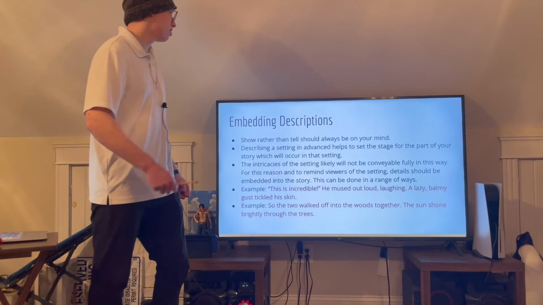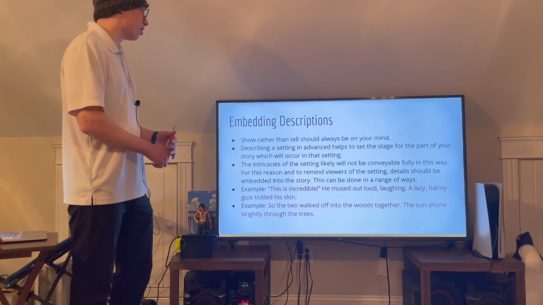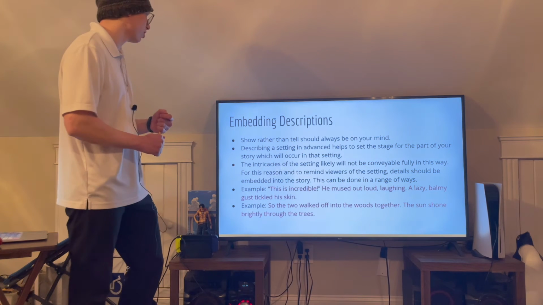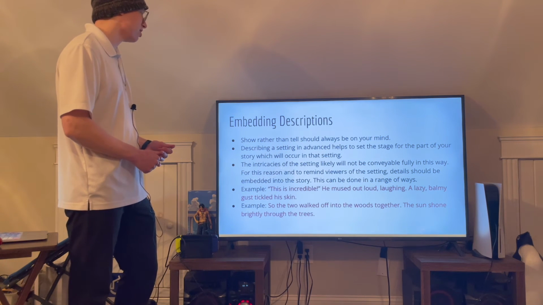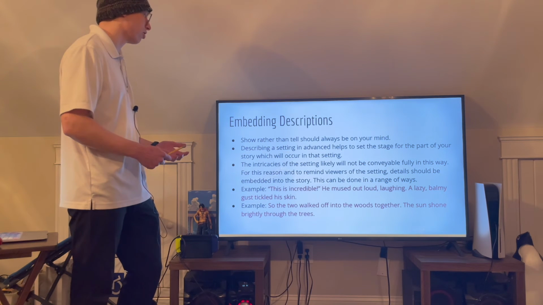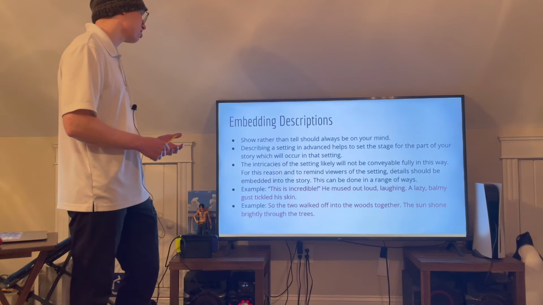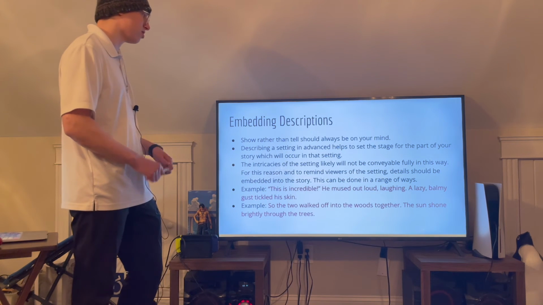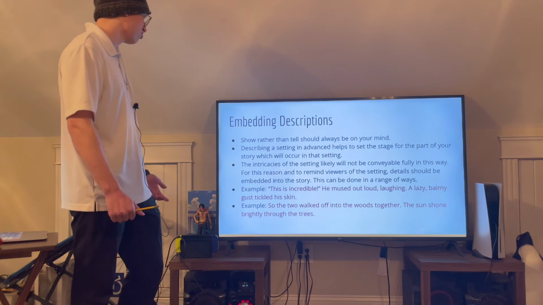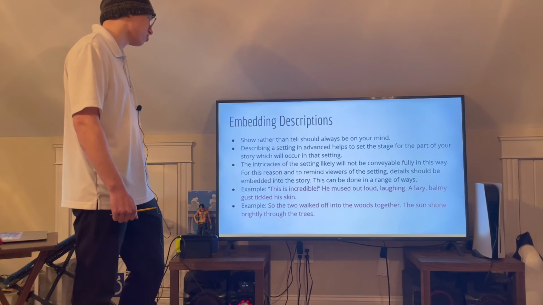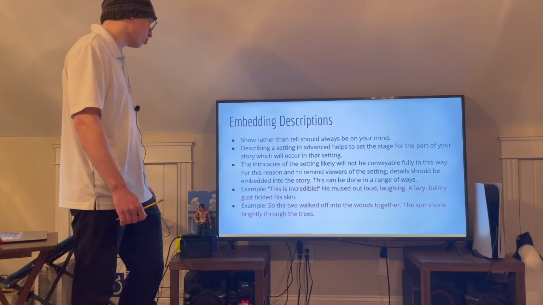Embedding descriptions. Show rather than tell should always be on your mind when you're describing a setting or really anything in a story. Describing a setting in advance helps to set the stage for the part of your story which will occur in that setting. The intricacies of the setting likely will not be conveyable fully in this way, though, just initially discussing it. For this reason, and to remind viewers of the setting, details should be embedded into the story. This can be done in a range of ways.